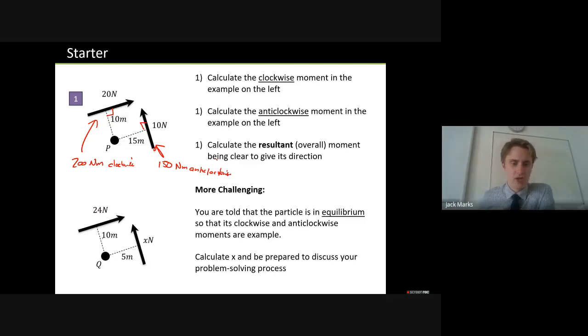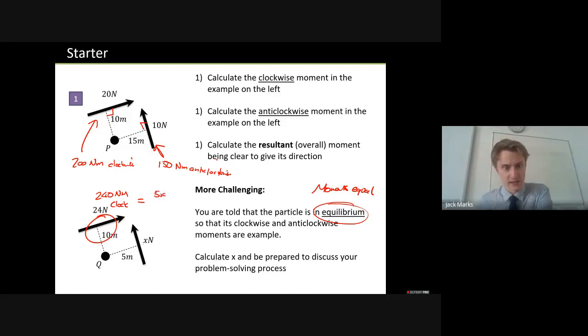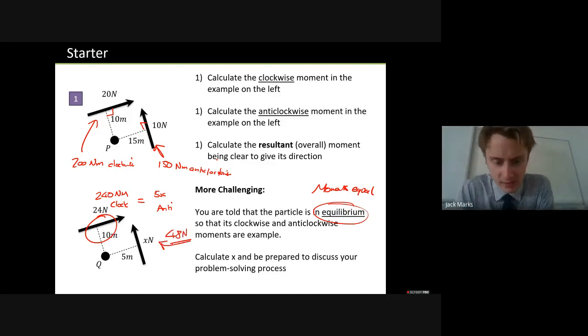If you had to go at the challenge, you were told that things were in equilibrium. Now, equilibrium, what does it mean here? It means that the moments are balanced. Because nothing's rotating. That's the equilibrium part. You were told that they were equal. So this 240 Newton meters clockwise must be equal to the other one. Well, the other one is 5x anti-clockwise. So you could solve that, and you could conclude that this is 48 newtons. This is where we're going to be going a little bit later. This is about solving problems in equilibrium.